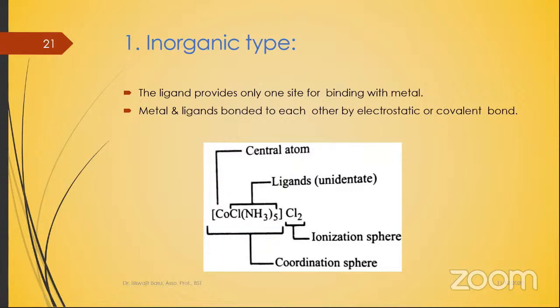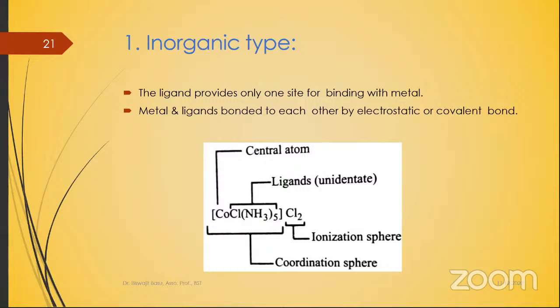cannot be precipitated by silver nitrate. Now, groups like Cl and NH3 in the coordination sphere, all these groups are called ligands. What is the role of the ligand? They always donate electrons to the central atom. The type of bonding present in this case between the central atom cobalt and the ligand is a covalent bond.